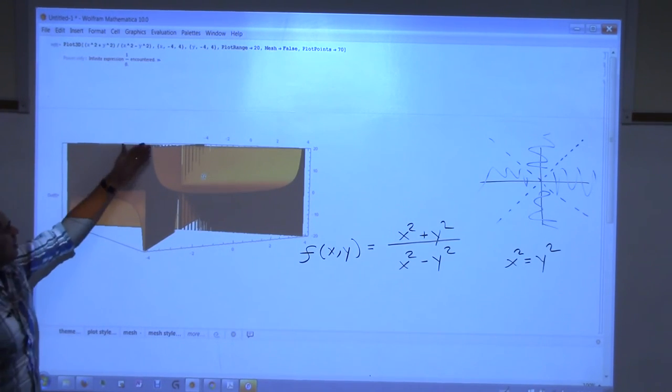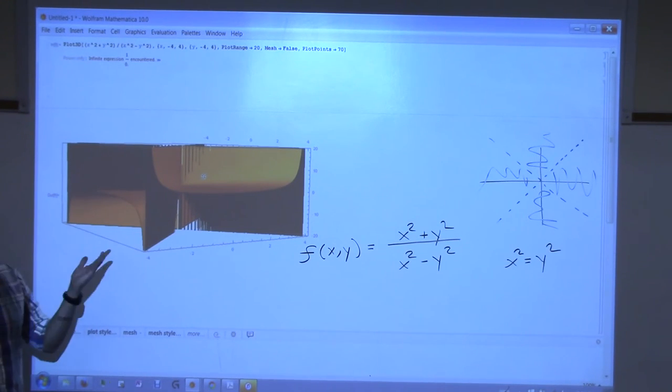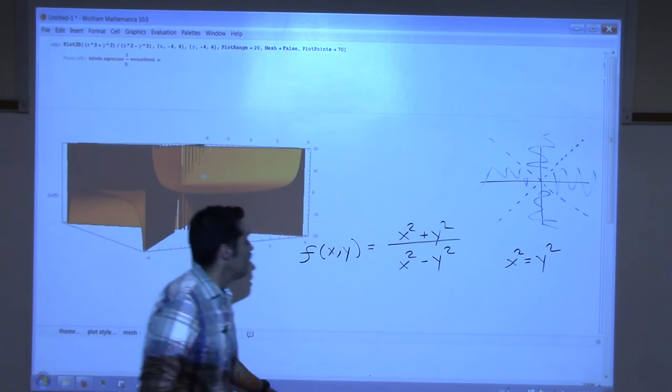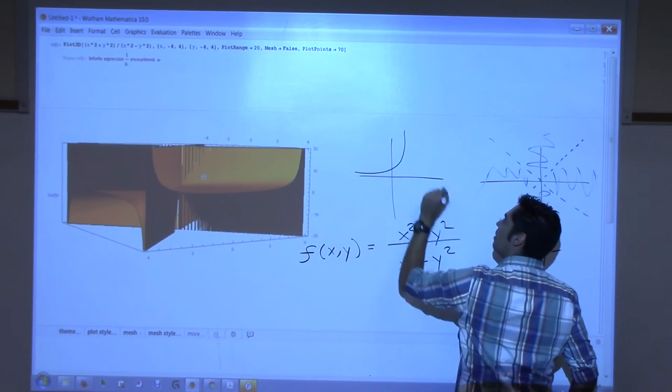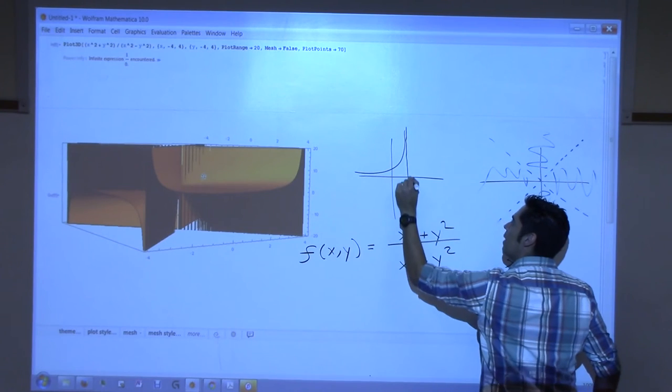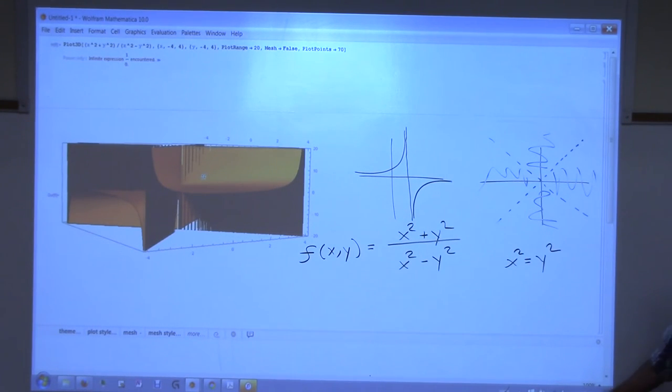These vertical pieces are where the computer's like, I don't know what to do, so it draws a vertical sheet. You can't do that. How many of you remember graphing on your graphing calculator? A rational function will do something like this, and then it'll draw a straight line down, and then it'll draw the other side like that. That's exactly what's happening here with the computer. The computer is having a problem with that.